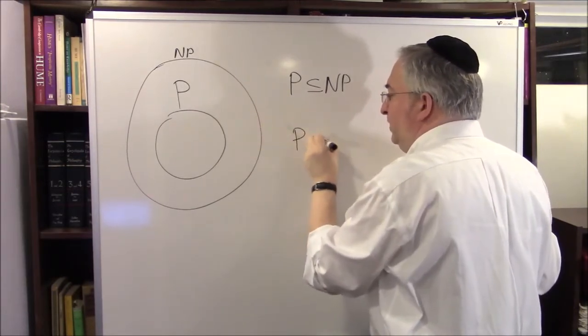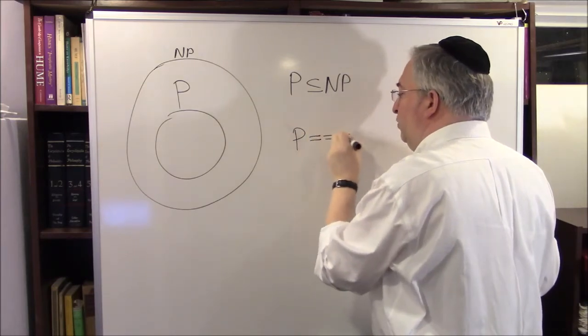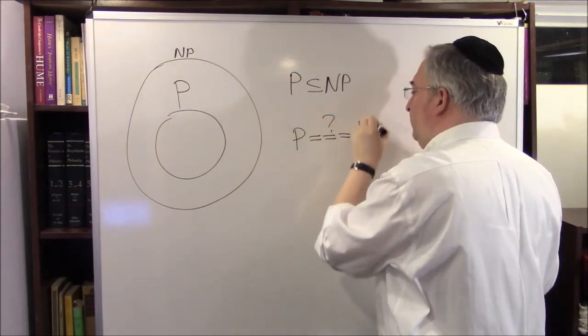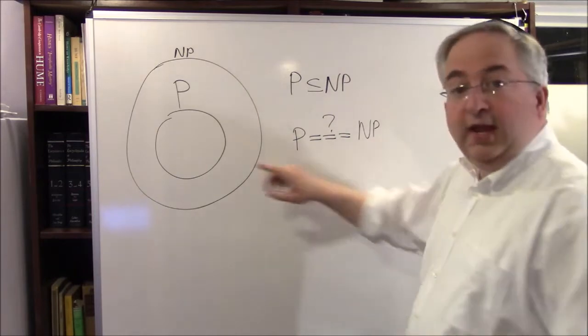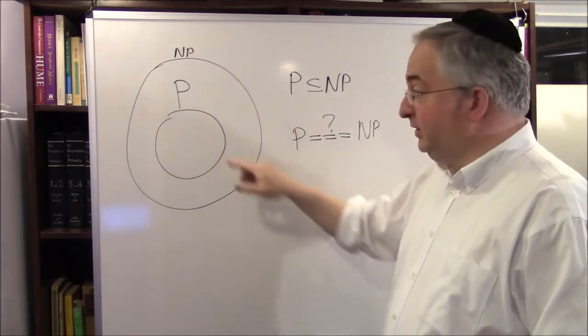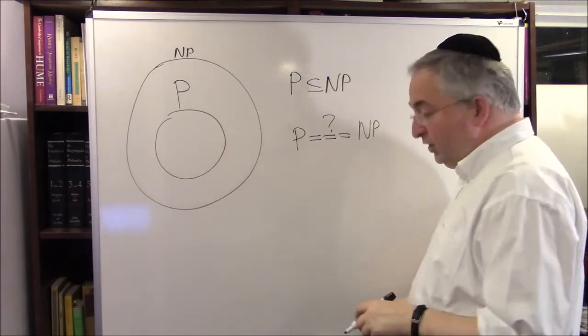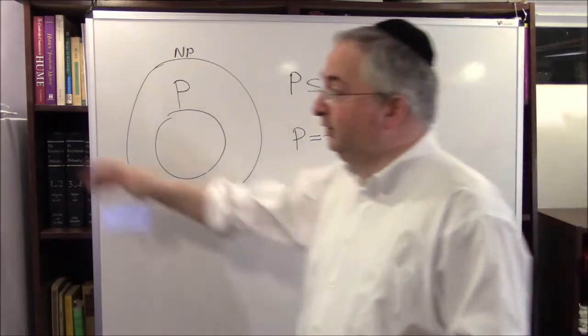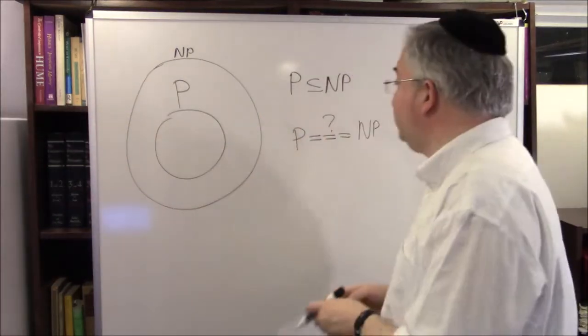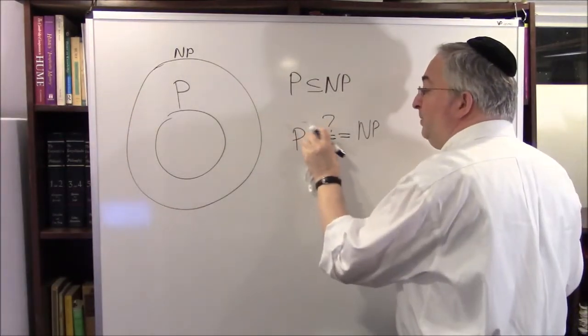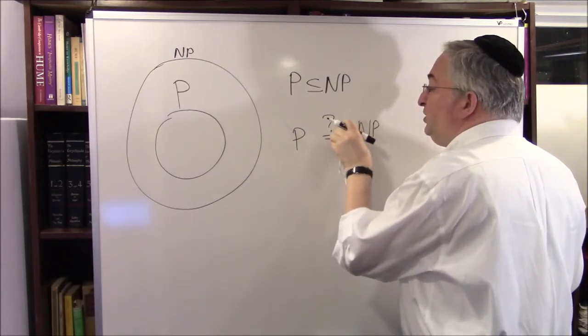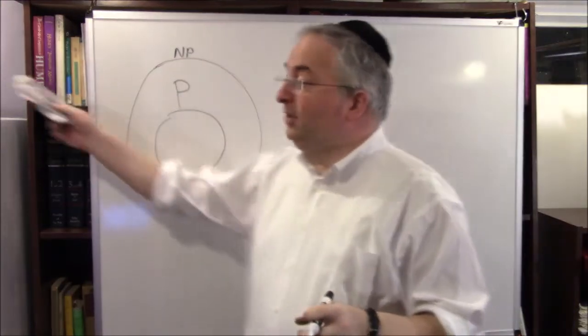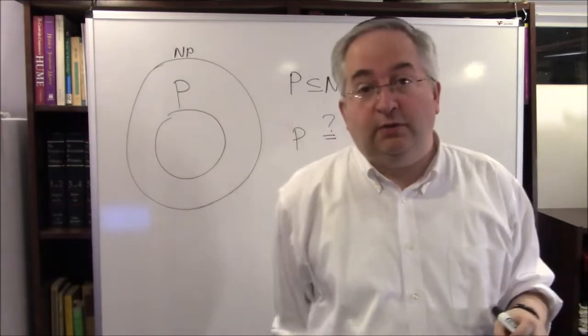Is P equal to NP? It looks like this is a subset of this. But the question is, are they in fact equal? Yes, we know one is a subset, but maybe they're equal. Let me just give you a feeling of why you might think that they're equal.